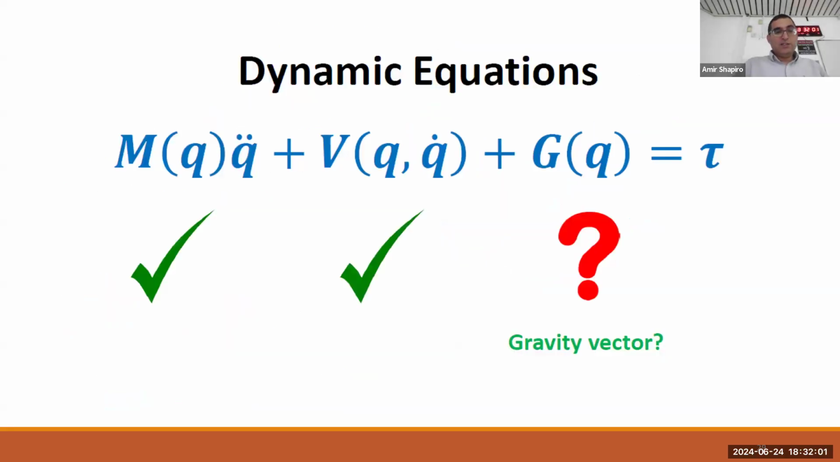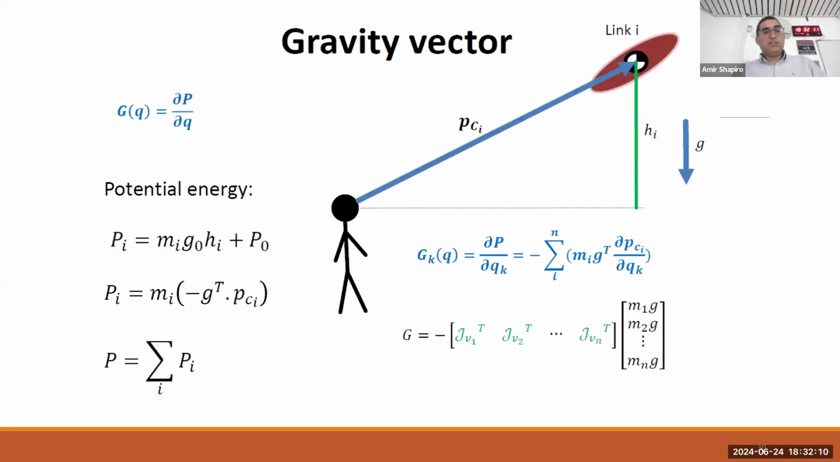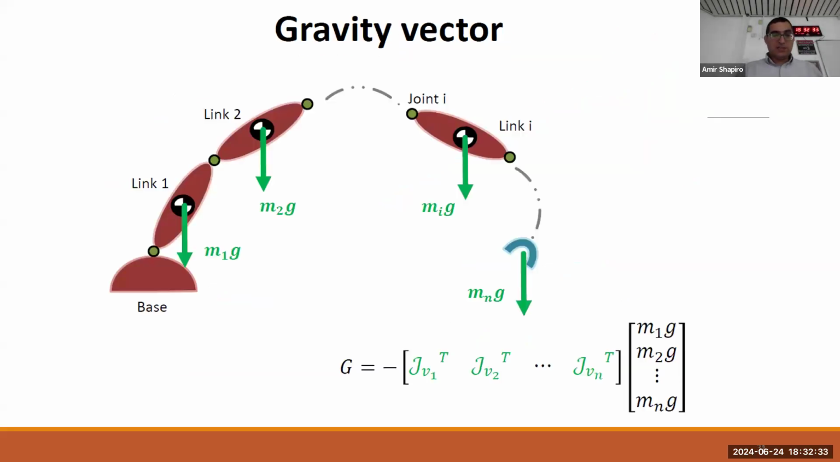And then you get the centrifugal and Coriolis vector, and gravity, you simply take the vector to the link, to the center of mass of the link, and this is how you compute this, J transpose times mg, as we discussed. So we have M1g, M2g, and so on for each link. And we have the Jacobian transpose to the center of mass of each link.